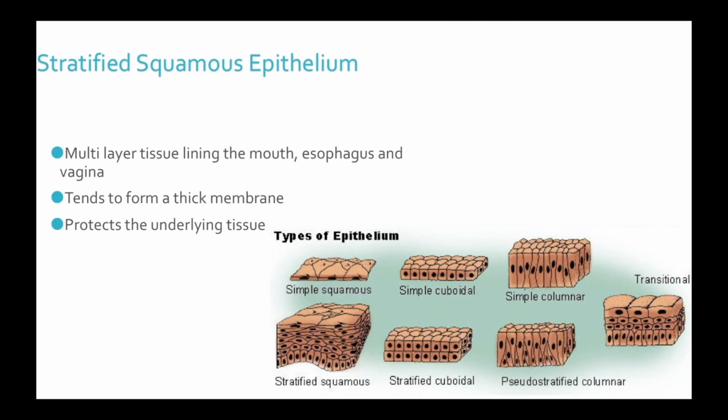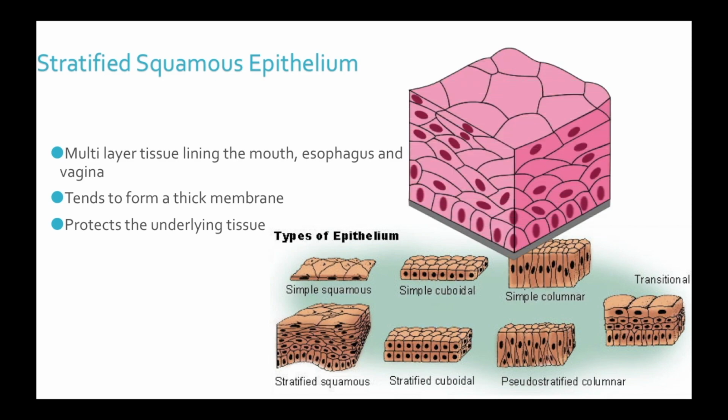And then we have stratified squamous epithelium. These are multiple layers of tissue lining the mouth, esophagus, and vagina. It tends to form a fairly thick membrane, and they protect the underlying tissue. And this is how they're set up, lots and lots and lots of squamous cells on top of each other.